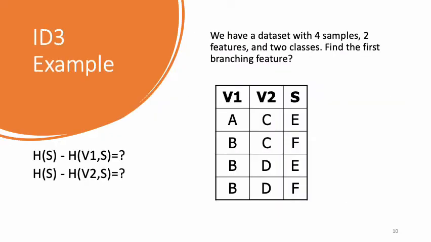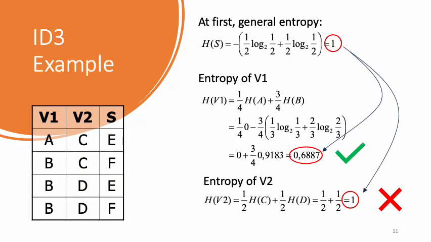Now, to understand the ID3 method, we can look at an example. Here, we have a dataset with 4 samples, 2 features, and 2 classes. Our question is to find the first branching feature. First, we measure the overall uncertainty of the dataset. In this case, there are 2 classes, E and F, each equally represented, so the dataset's entropy reflects a balanced uncertainty about which class any given sample might belong to. So, the entropy of the dataset is found as 1.